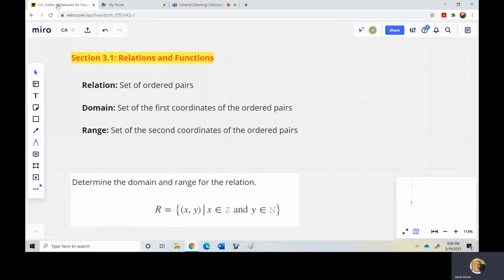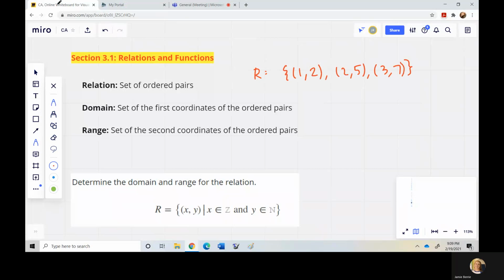So, for example, let's say that we had something really simple like this set of ordered pairs (1, 2), (2, 5), and (3, 7). We could call this relation R, and we could find the domain of R. It's a set, so we put it in curly braces. The domain is the set of the first coordinates, so it would be 1, 2, and 3.